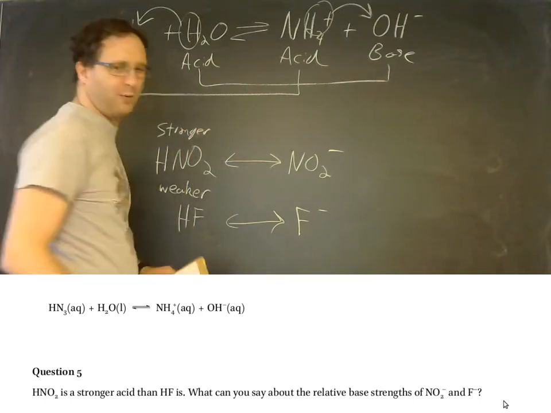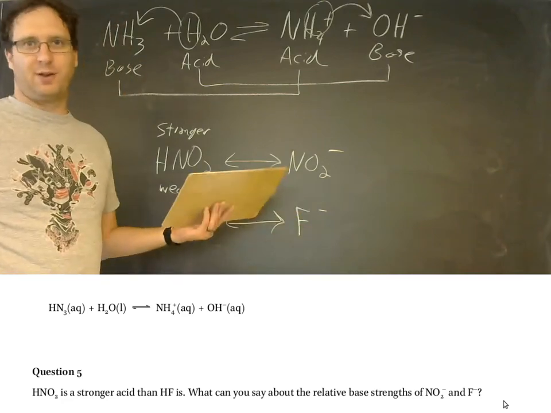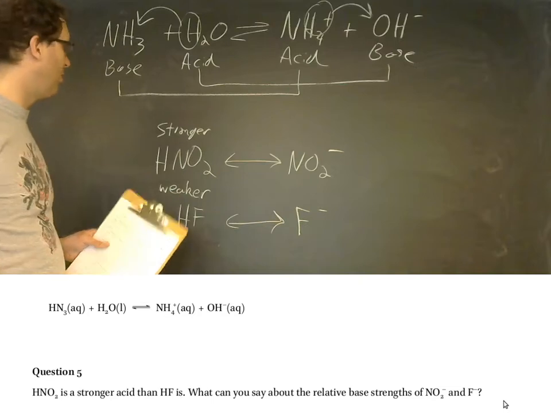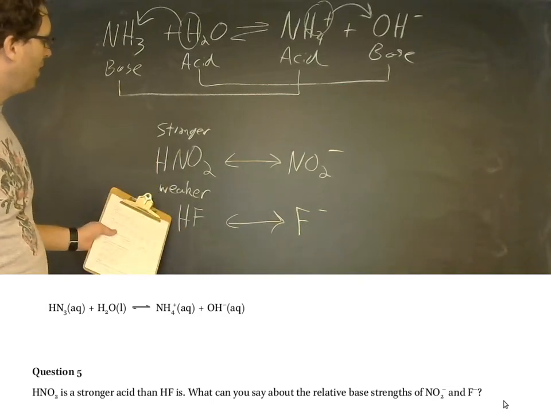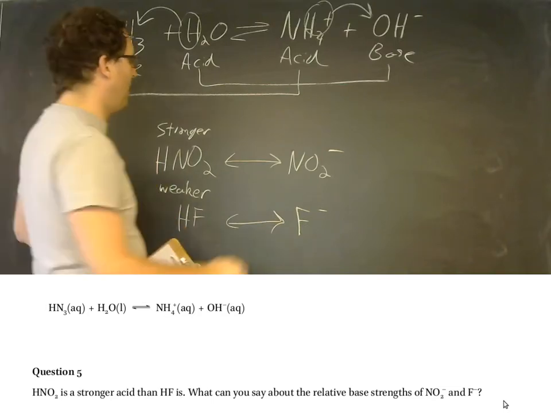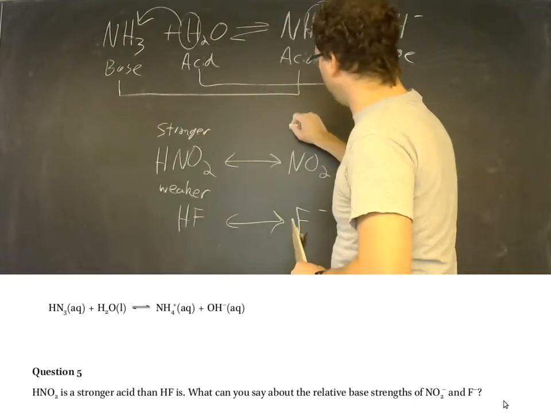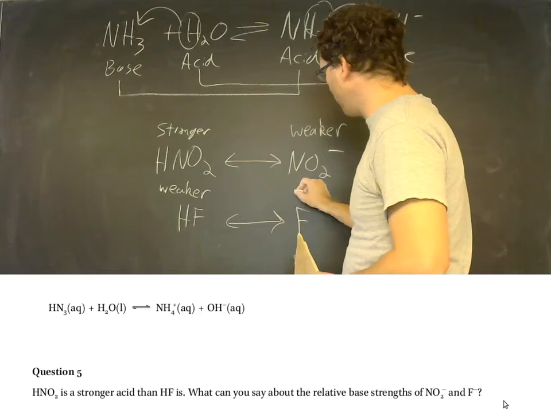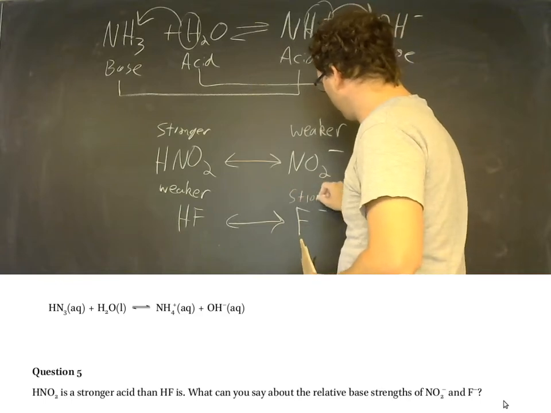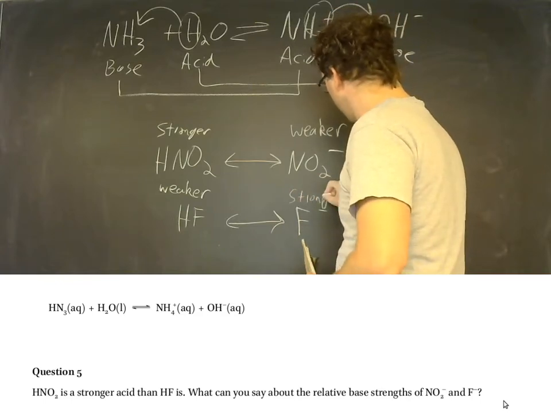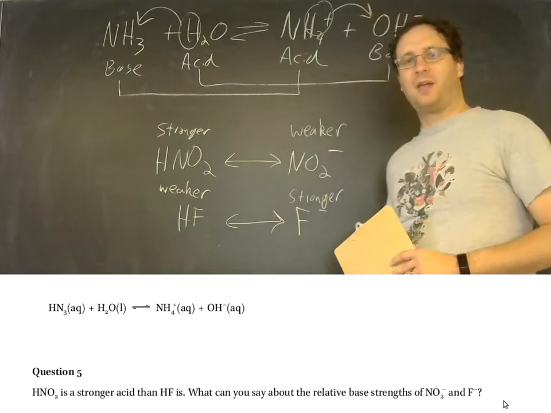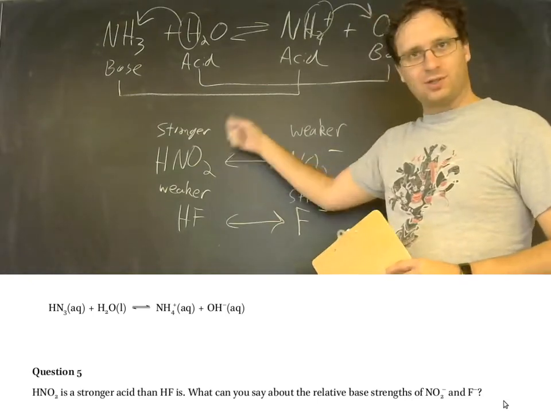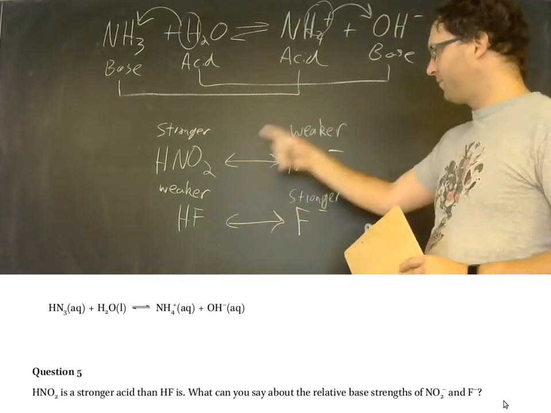Now I don't know by how much. Maybe that's a really close match, or maybe HNO2 is much stronger. I don't know. But HNO2 is stronger and HF is weaker. That means that NO2 minus as a base is going to be weaker than F minus. F minus will be the stronger base. HNO2 is the stronger acid, and they're balanced in this way.